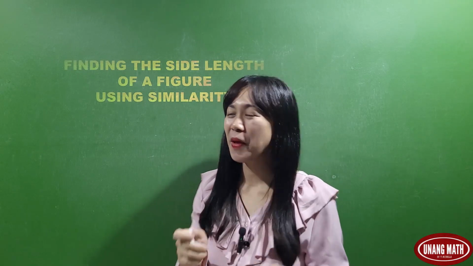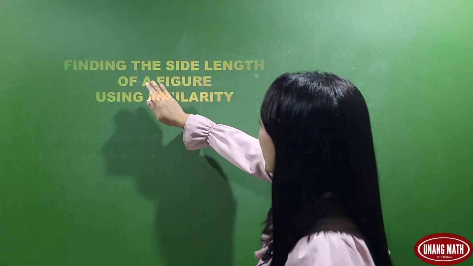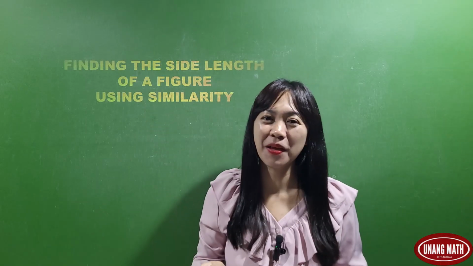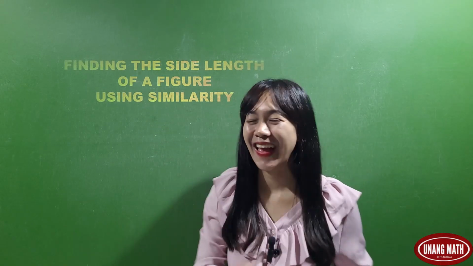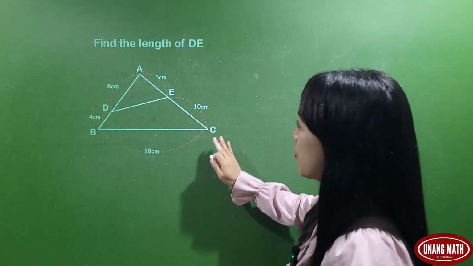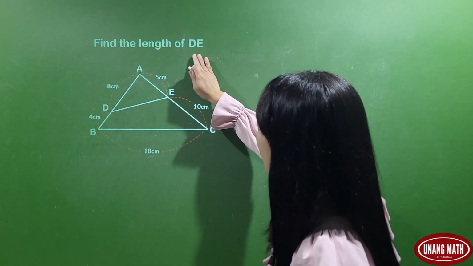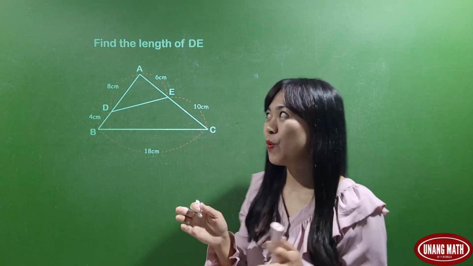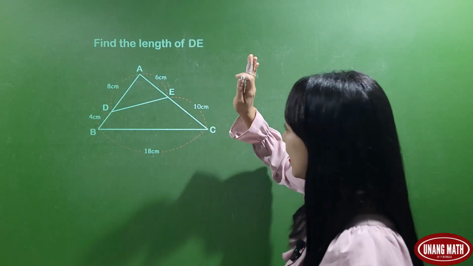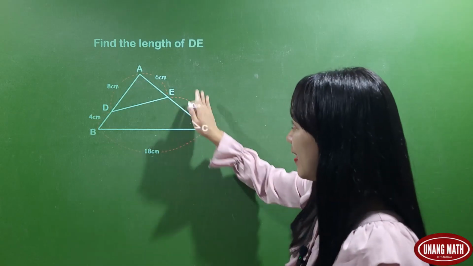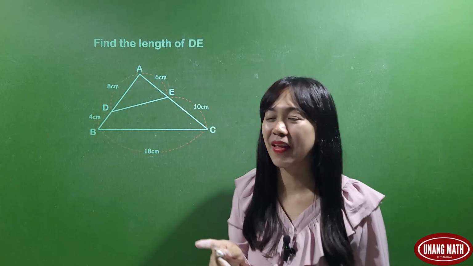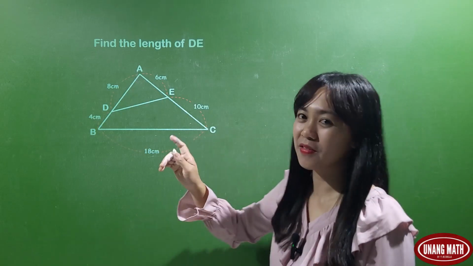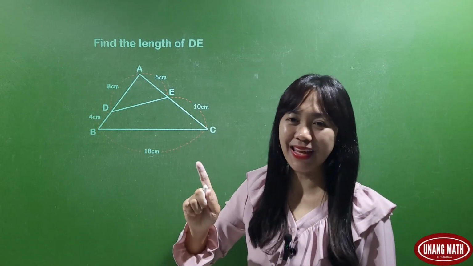In this episode, we will be solving or finding the side length of a figure using the concept of similarity. Okay, let's start with this first figure. Find the length of DE. As you can see, we cannot see any conditions written in this problem. So to answer this, we have to use the concept of similarity.